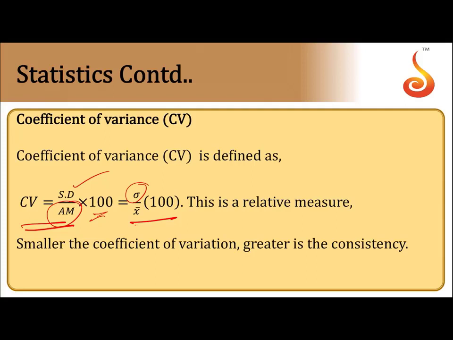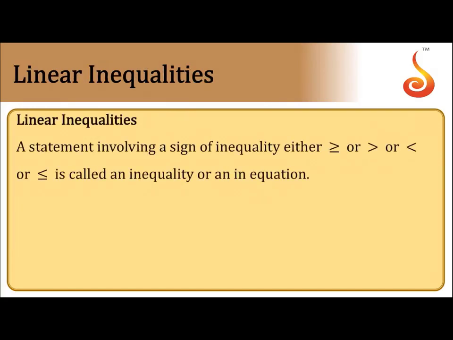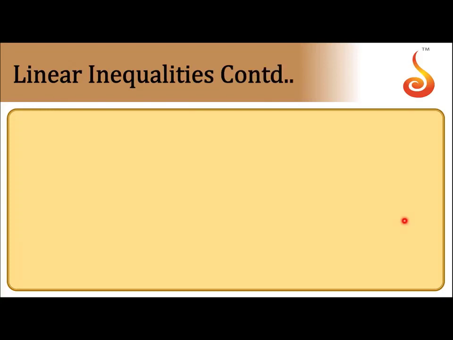Now, what is the purpose of this coefficient of variation? It gives us an observation about the consistency of the given data. The more the coefficient of variation, the more the variability.